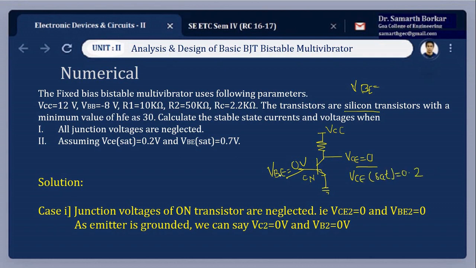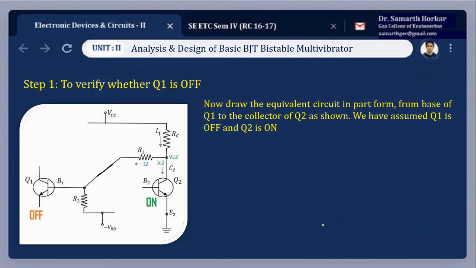Fine. So we'll start with the first case. Case 1: the junction voltages of on transistors are neglected, that is VC2 equals 0 and VBE2 is also equal to 0. Since the emitter is connected to ground, we need not write it explicitly here. Instead we can write it as VC2 and VB2.